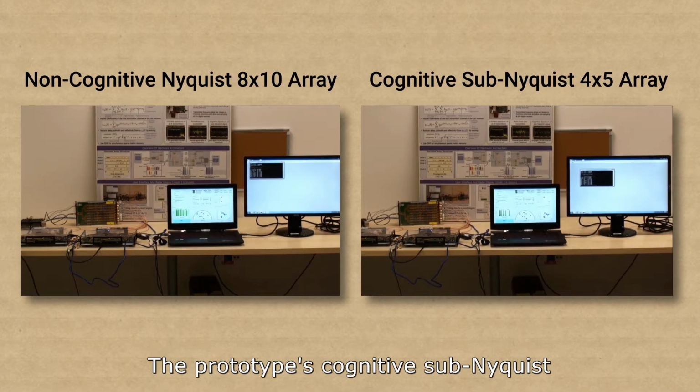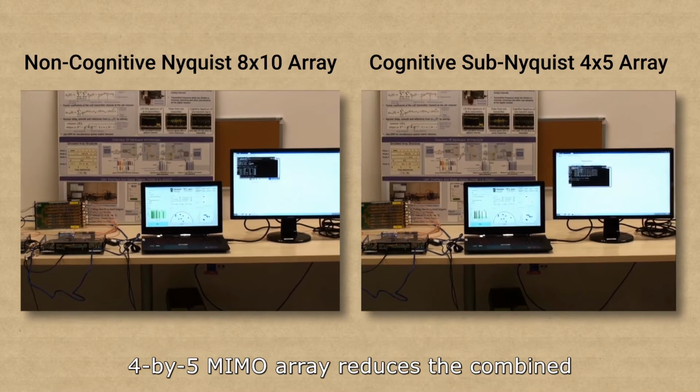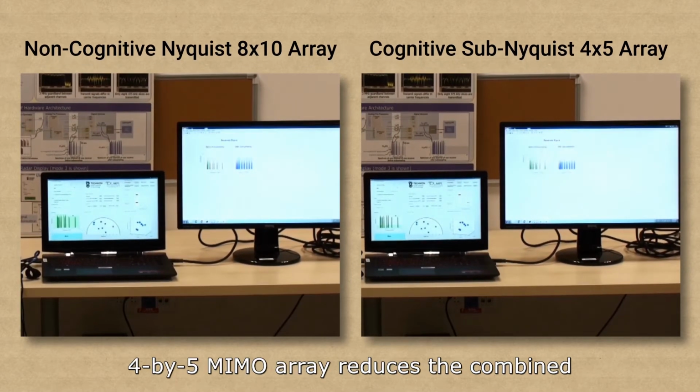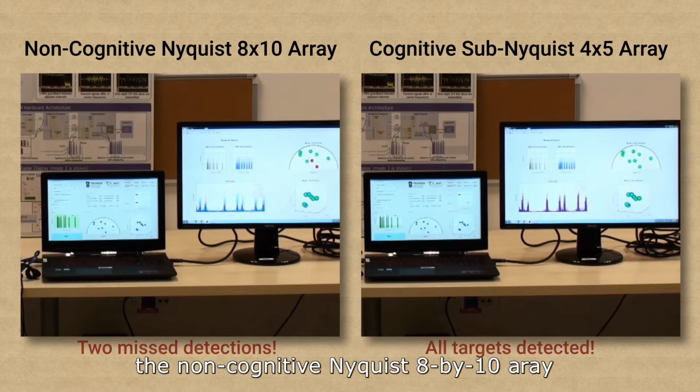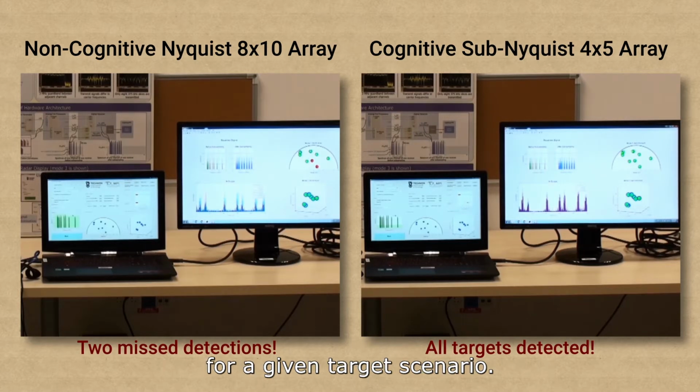The prototype's cognitive sub-Nyquist 4x5 MIMO array reduces the combined spectral and temporal sampling rate by 87.5% and performs better than the non-cognitive Nyquist 8x10 array for a given target scenario.